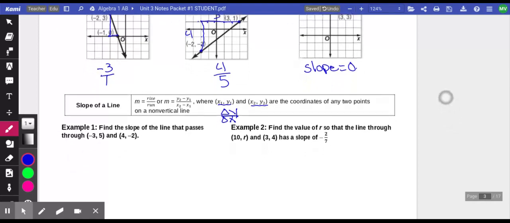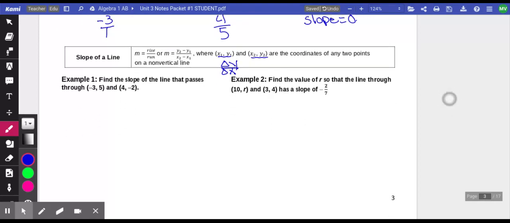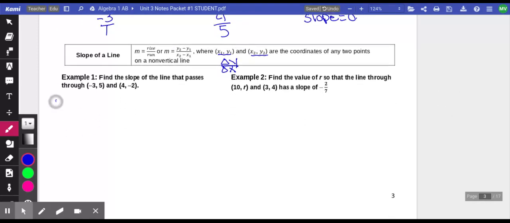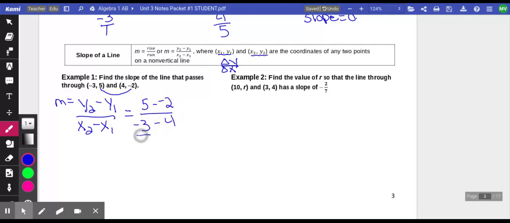Find the slope that passes through these points. So I'm going to use my formula, which is y2 minus y1 over x2 minus x1. The order really truly doesn't matter as long as the points are on top of each other. So I'm going to do 5 minus -2 over -3 minus 4. So notice that -3, 5 is the point that are vertical. And this gives me 7 over -7, which is -1.